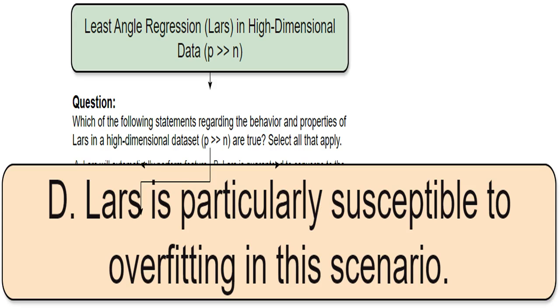While Lars helps by doing feature selection, if I have many more features than data points, there's still a high risk of overfitting. The model can get too good at explaining the training data but fail to generalize well to new data. Regularization techniques are often needed to help mitigate this overfitting tendency.